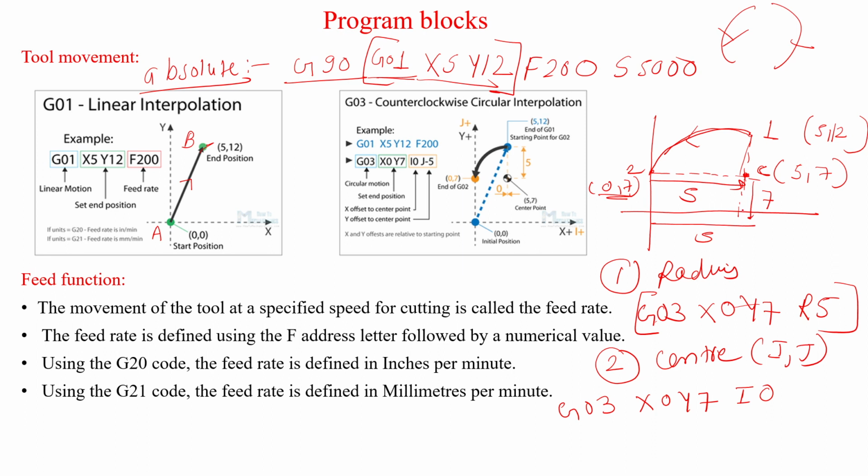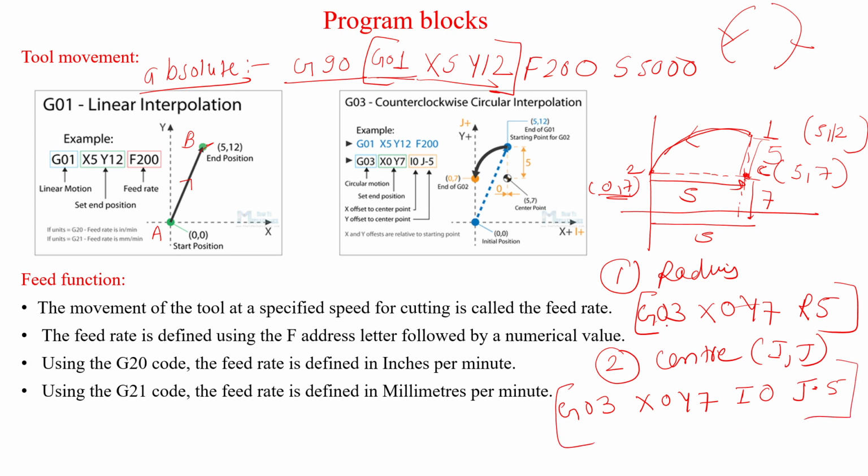This is 12. This is 7. This is how much? 5, na. But you are going from up to down, you are reducing it, na. So j will be minus 5. Got it? Yes, sir. So this is how you write for ij.